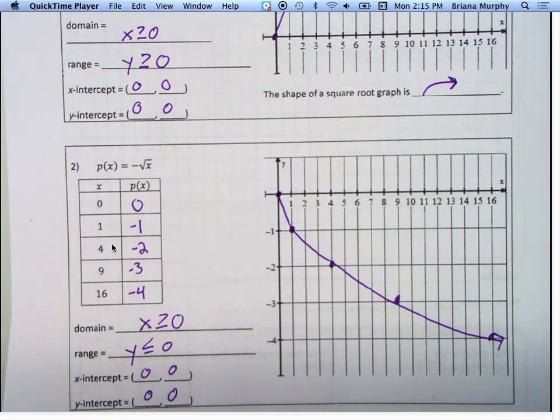Okay, so the domain. Domain is always the x, range is always the y, but let's see if they change. Let's go to the next one.